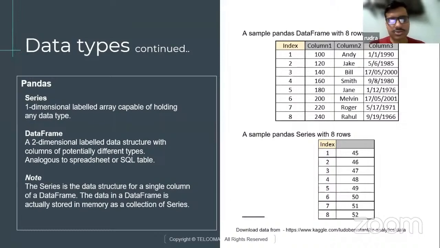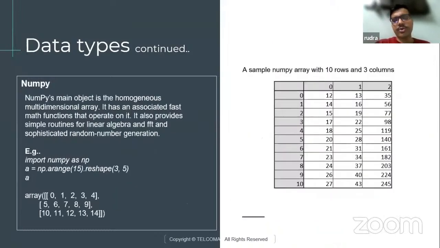All right. As I mentioned, a series is basically a data structure that stores a single column of a data frame, and the data that you store in a data frame is stored with the help of a collection of series. Just like I said, a string is a collection of characters, a list is a collection of your items. The same way, a data frame is a collection of different series. That's what I mean about the data frame we were discussing in pandas. Now we'll come to what is NumPy.